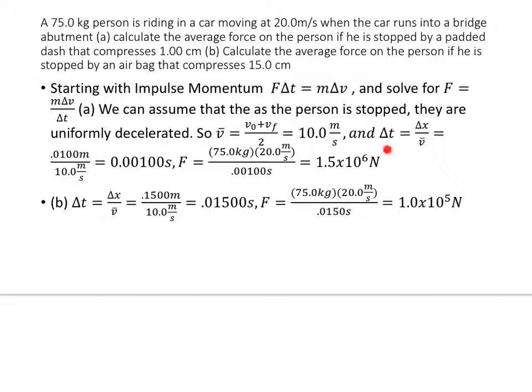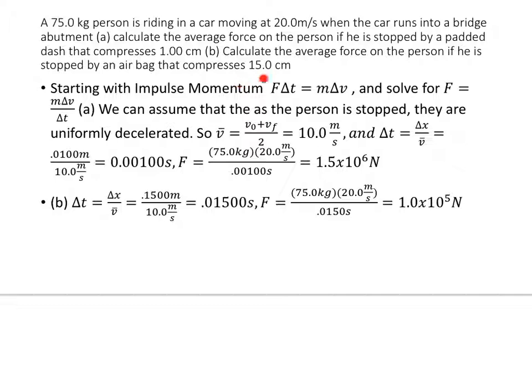So now we can compute the time because we know that average velocity equals displacement divided by time, or time is equal to displacement divided by the average velocity. The displacement was the compression of the dash, and the average velocity was 10 meters per second. So that gives us a very short time interval of 0.001 seconds. Now we can compute the force, and we end up with 1.5 times 10 to the 6 newtons, a very large force. That's about 1.5 million newtons.